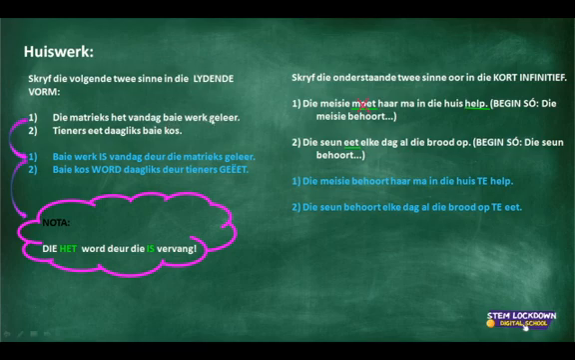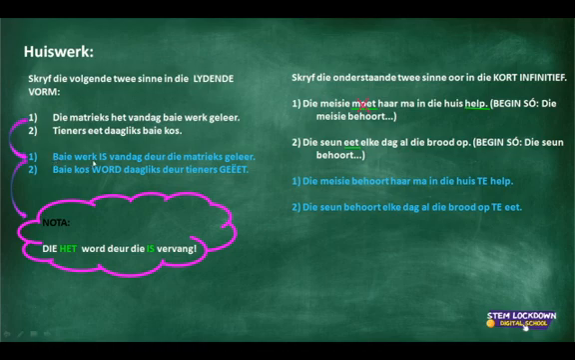Step 2 was to determine the tense of the sentence. Right, this sentence is in the past tense, it's in die verlede tyd. And then step 3 was to apply the rules. So kom ons doen dit. Step 1, we write down the object, baie werk.